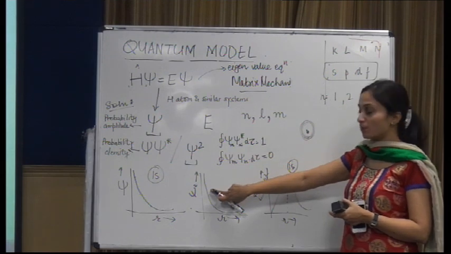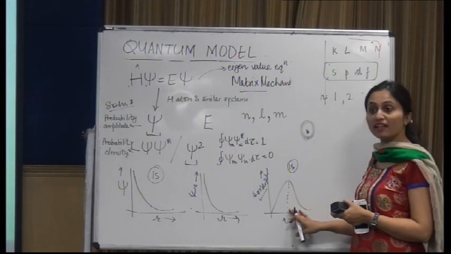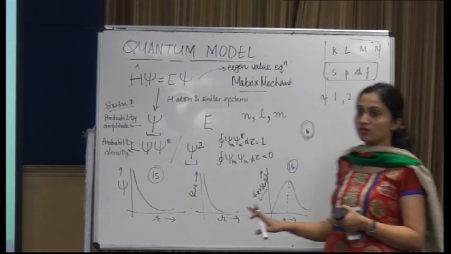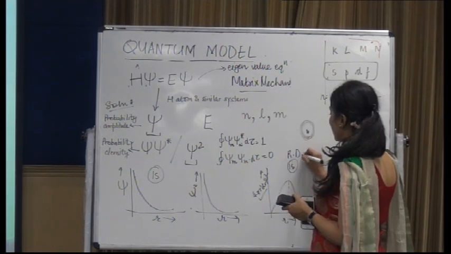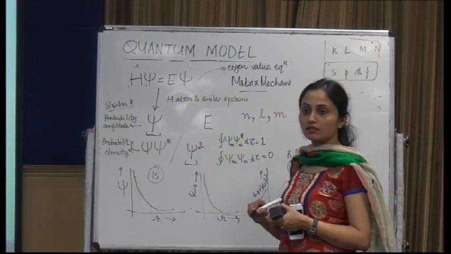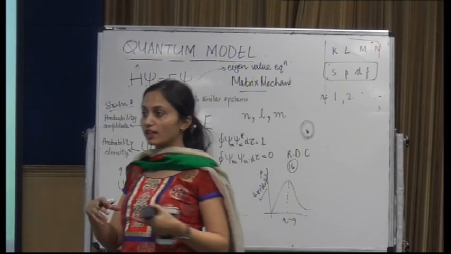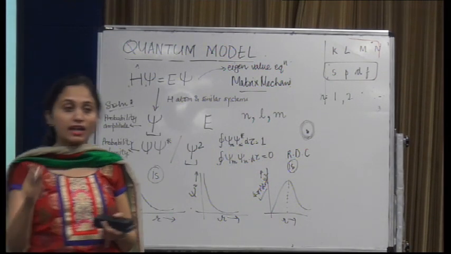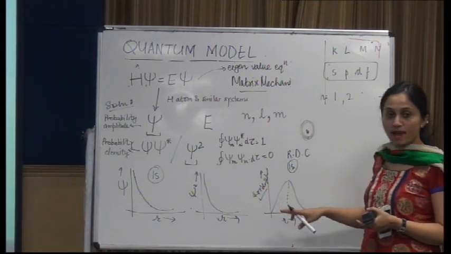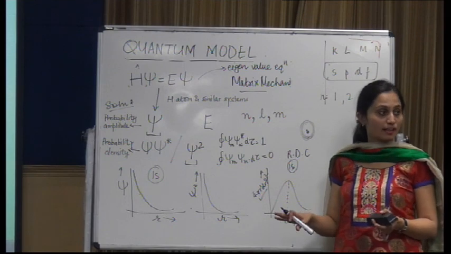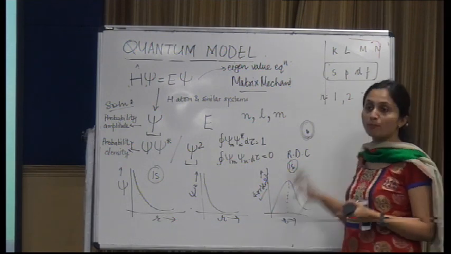Probability density plot. And what are these plots called? Radial density distribution curves. Because it is radial now, you are taking the volume element also into account. These will give you the correct picture. That is, there is a maximum probability of finding the electron at some distance from the nucleus.